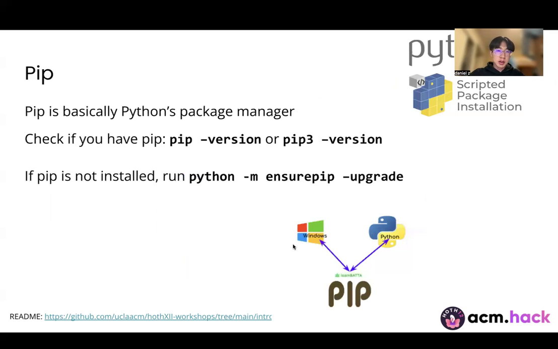All right, so next we're going to go into pip. Pip is basically Python's package manager. To check if you have pip, run pip --version or pip3 --version, depending on if you have Python or Python 3. For future command examples, I won't specify both. If one doesn't work and you have the other, use the one you have. Just add 3 after the first part of the command. And if pip is not installed, run the command python -m ensurepip --upgrade, and that will install pip on your machine. But normally, for later versions of Python, pip should be automatically installed.